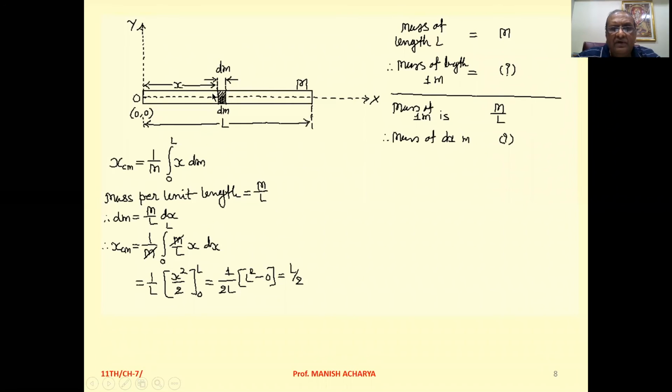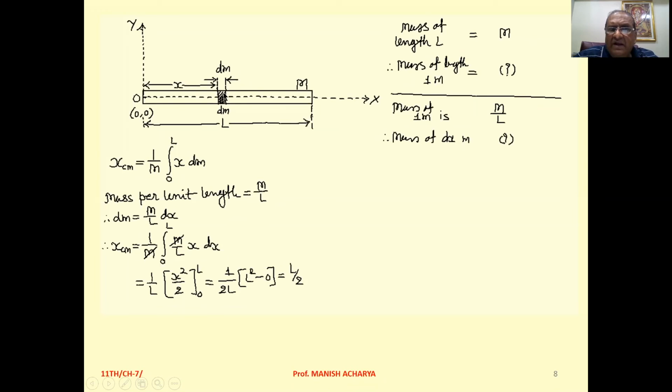Now this one is one element having mass dm, which is situated at distance x. But first of all, we have to think about this mass. How much mass is this one? Now see, mass per unit length of the rod is m by L, because mass of length L is m, therefore mass of length 1 meter is how much? Simple unitary method. So we can write m by L.